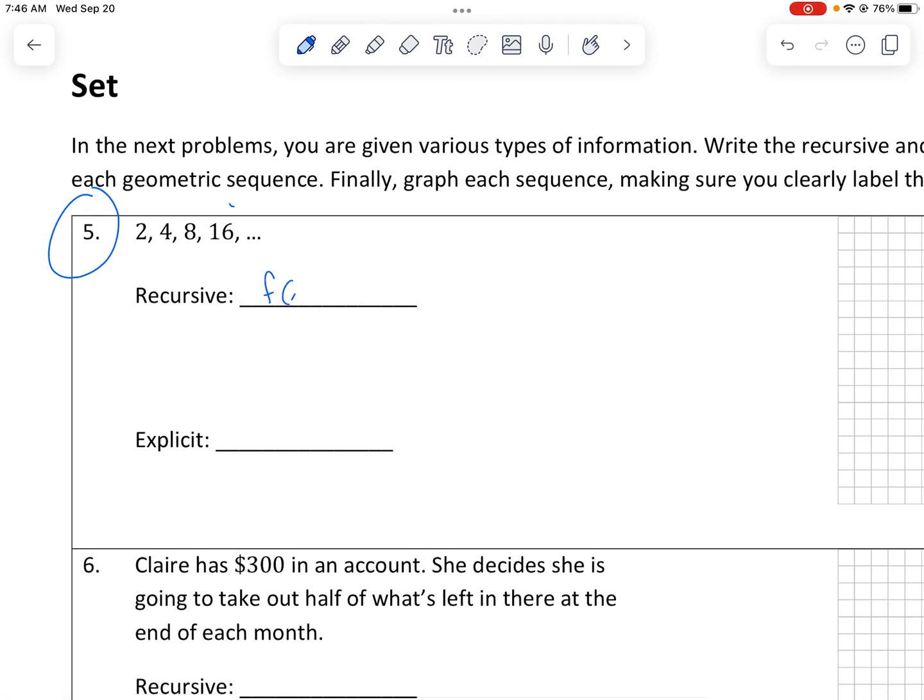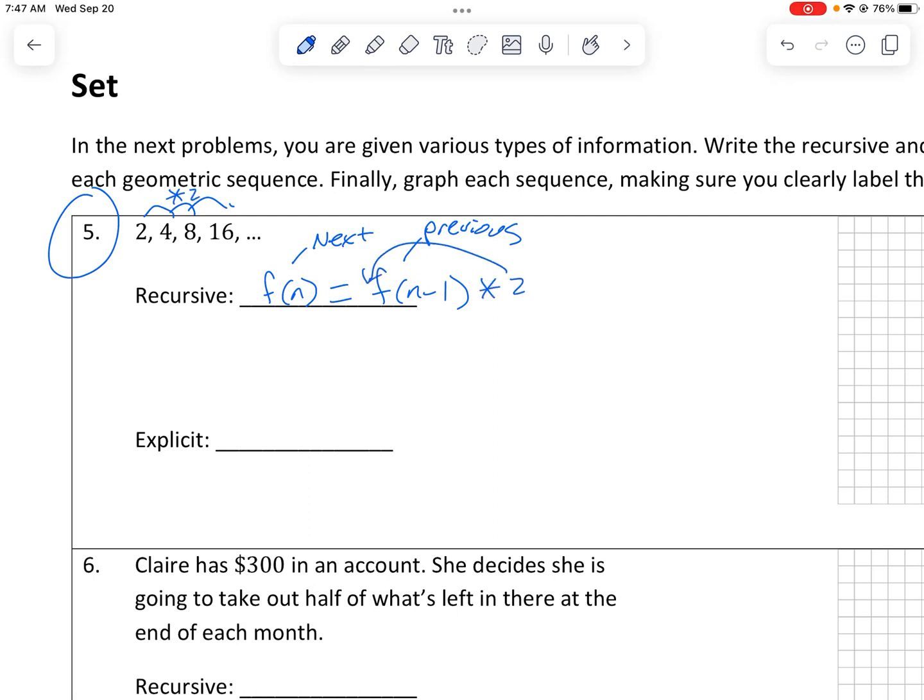Remember, all recursive functions are going to start with f of n equals f of n minus 1. That means the next term is equal to the previous term. And then what happens to it? Well, I haven't even looked at my sequence yet, and I know how it starts. So you can make sure you just put down what it starts with. And now we can look at what's actually happening here. Well, it goes 2, 4, 8, 16. That's just a process of timesing by 2. And so here I can put times by 2.